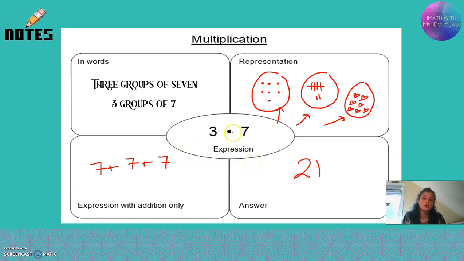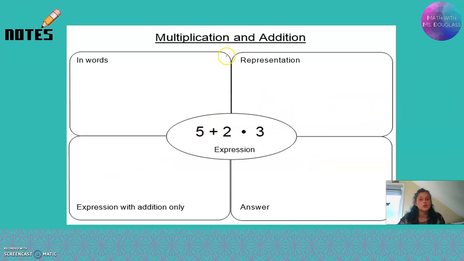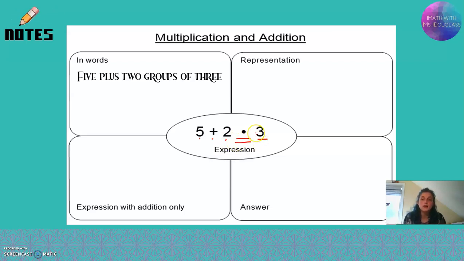So the first bit, you'll just be doing multiplication problems. Then we're going to move to multiplication and addition. So again, we're going to write it out first in words, just like you're reading it. We see the 5 first, plus 2, and we're going to say groups of for multiplication, 3. 5 plus 2 groups of 3. Or you can write the actual numbers and then just spell out the words. 5 plus 2 groups of 3.